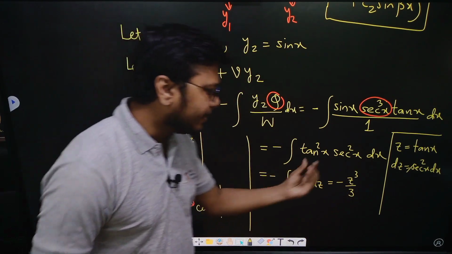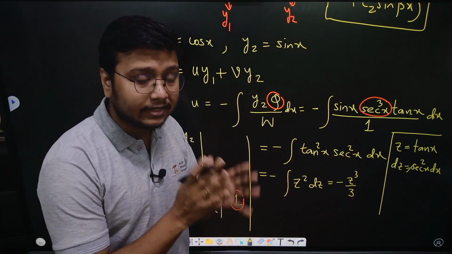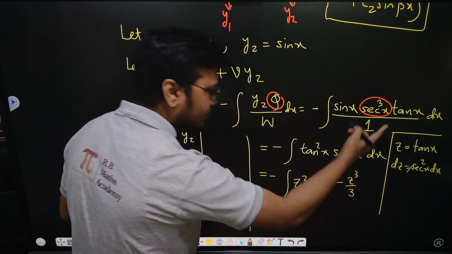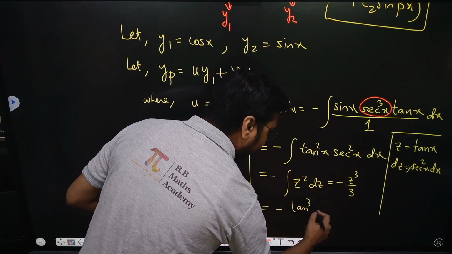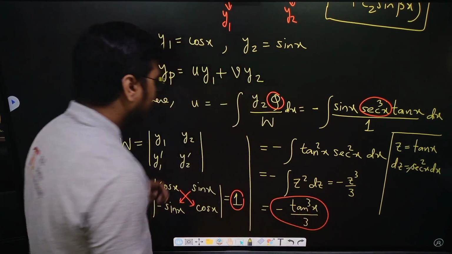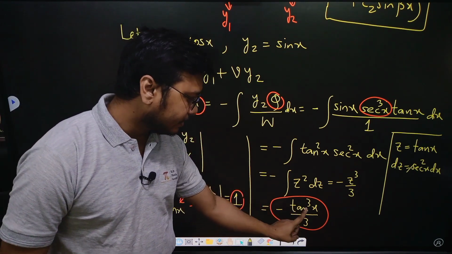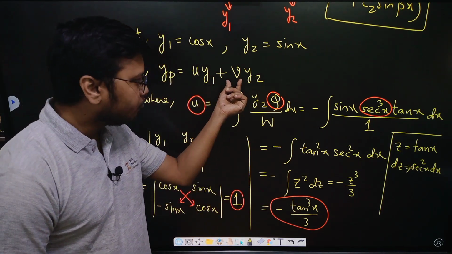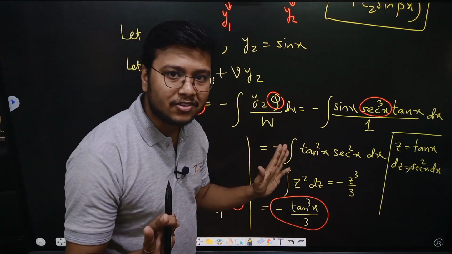Don't write any integrating constant over here because we are just finding the particular integral that cannot have any constant. Remember that. Okay. So I'll just put back the value of z. So that's going to be minus tan cube x by 3. So that's the value of u we have got. Okay. So the value of u is minus tan cube x by 3. Now next we need to find the v value. So the moment we have u and v, our problem is done.